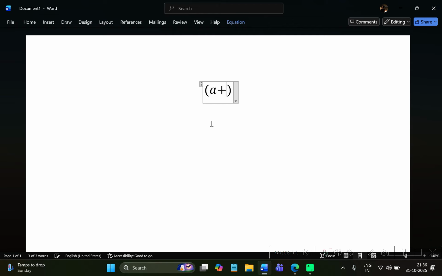Suppose what you want is actually (a plus b plus c) by 2. This is what you want. That means you always start with the bracket because your numerator has more than one term. Otherwise, what's going to happen is a plus b plus c by 2, which you don't want.